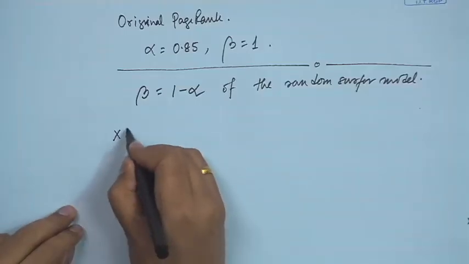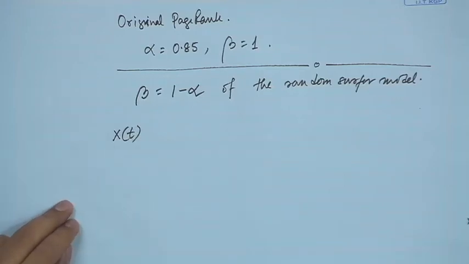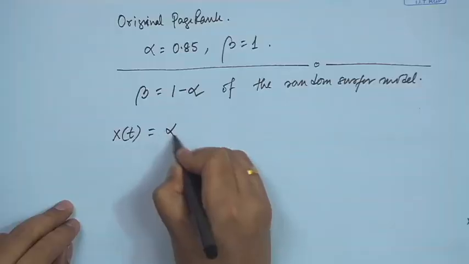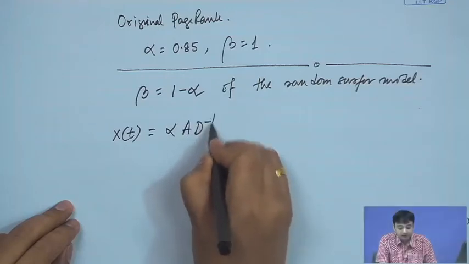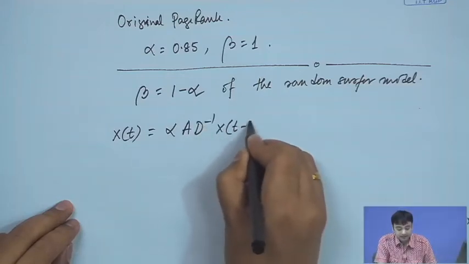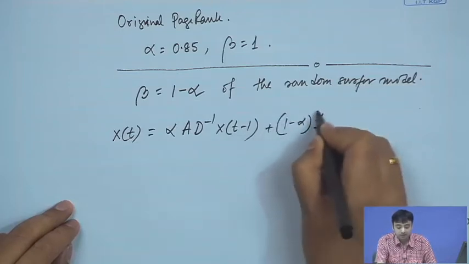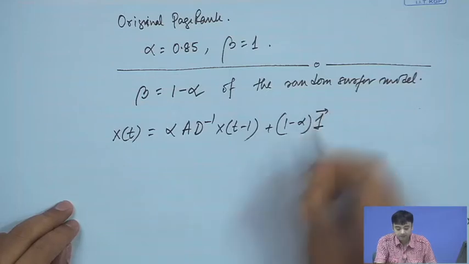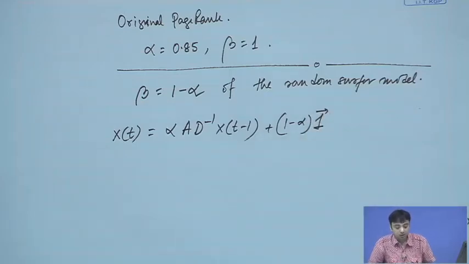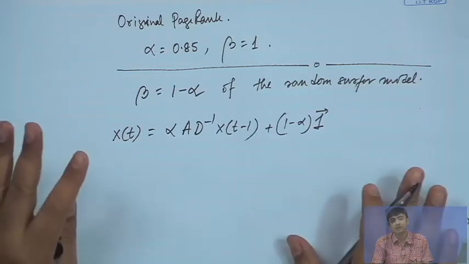So now you can write the expression for xt, that is the popularity value, as alpha A D inverse x t minus 1 plus 1 minus alpha into the vector of all ones, right. So you can write the page rank expression once again. I have written the same page rank expression as we wrote earlier, but now substituting beta with 1 minus alpha. Now this actually has an advantage. We can further simplify the formula.